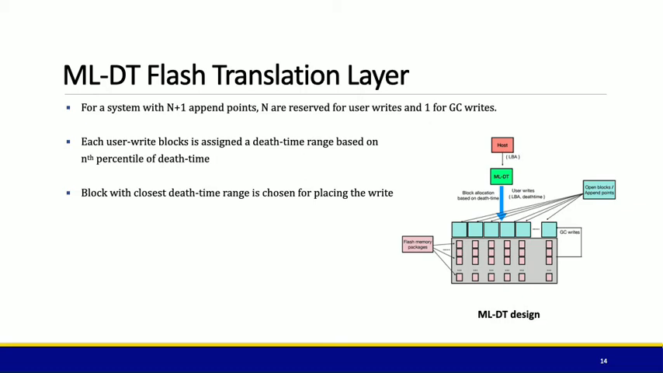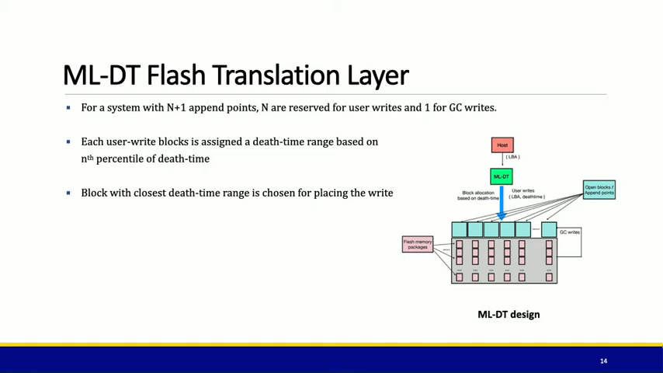We assume a flash-based system supporting n+1 open blocks, where n blocks are assigned for servicing user writes and one for servicing GC writes. Although Oracle DT does not need a GC block, as it eliminates write amplification, MLDT cannot provide such a strict guarantee and hence needs a GC block to absorb the GC writes. Each one of the user writes is assigned a death time range, and the block with the closest death time range is chosen for placing the write.